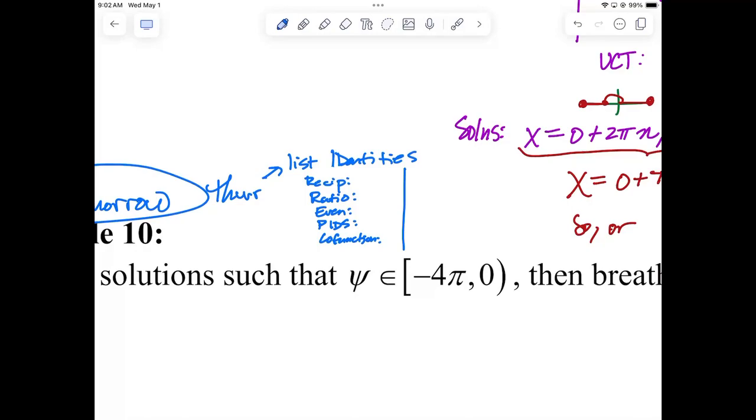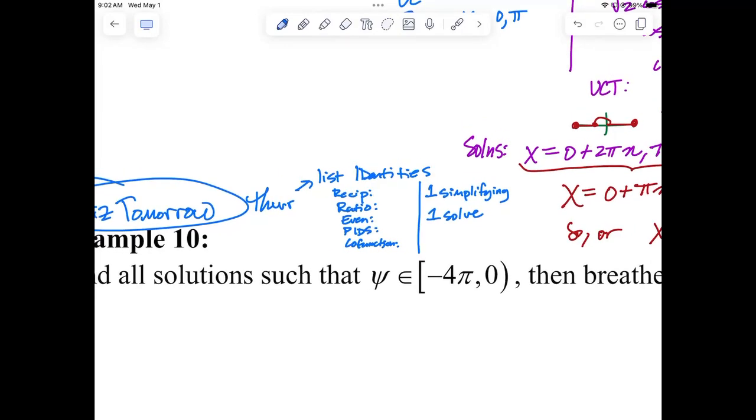That's tangent and sine over cosine. They're called quotient identities or ratio identities. They're in your notes. And then you're going to have one where you're simplifying to a single power of a trig function, and then you're going to have one solving. So there's your quiz. It'll be at least 10 minutes. Probably closer to 20 minutes.